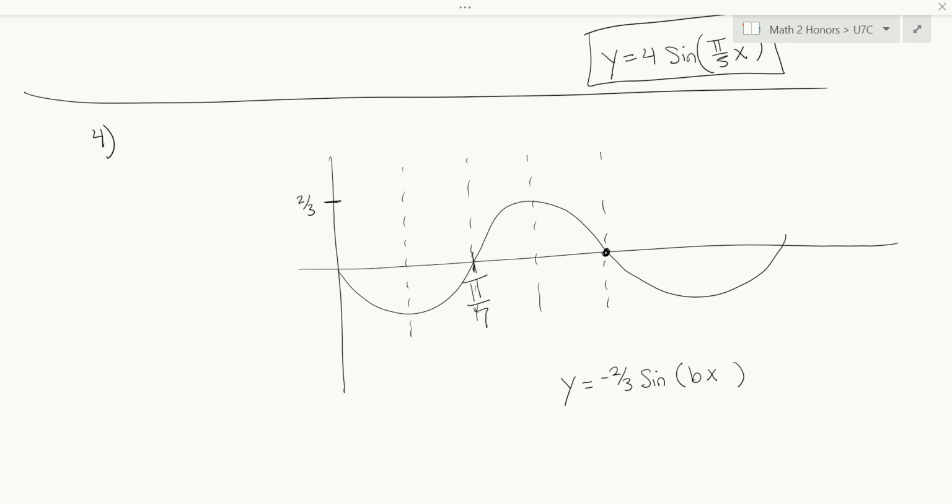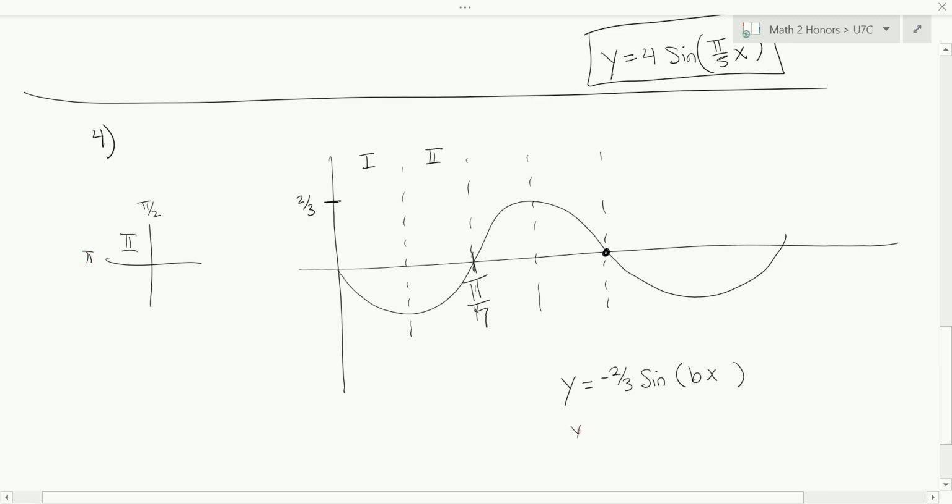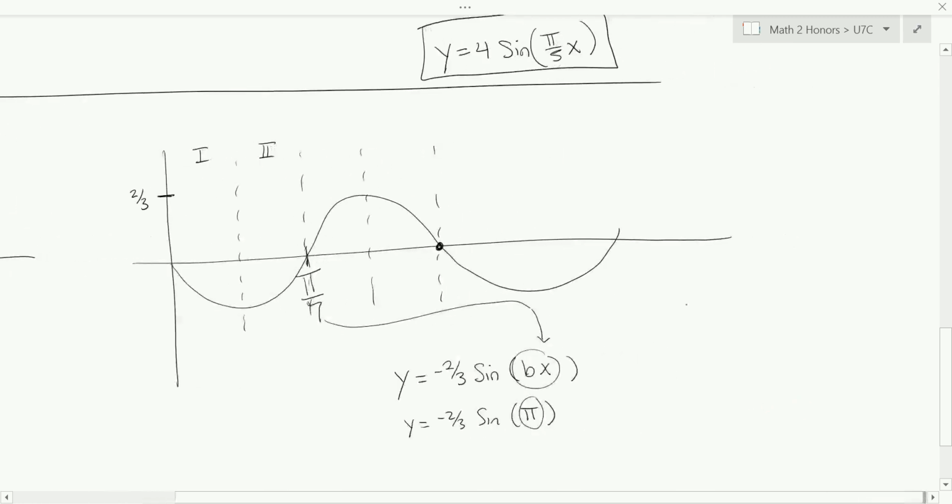So pi over 7 is landing at the end of which quadrant? 2. Okay. And so quadrant 2 starts at pi over 2 and ends at pi, right? So we want this to be y equals negative 2/3 sine of pi. So we want bx and pi to be the same thing when x is what? pi over 7. So b times pi over 7, that's our x value, should equal pi at that location.